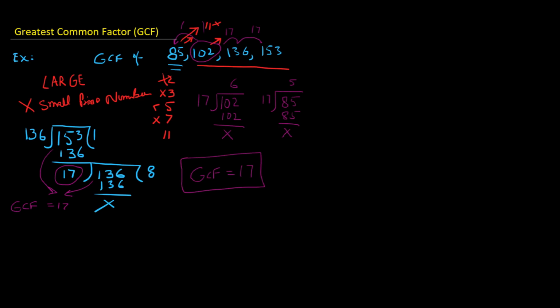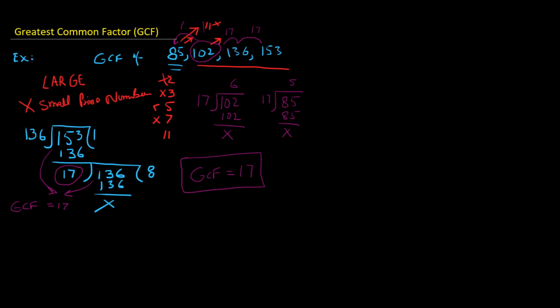So this is a method where we do a step-by-step process. We just take the first two numbers. So if a greatest common factor exists, then we will find it. And if it doesn't exist, then these numbers are relatively prime. They are called relatively prime numbers, meaning that there is no common factor except one.